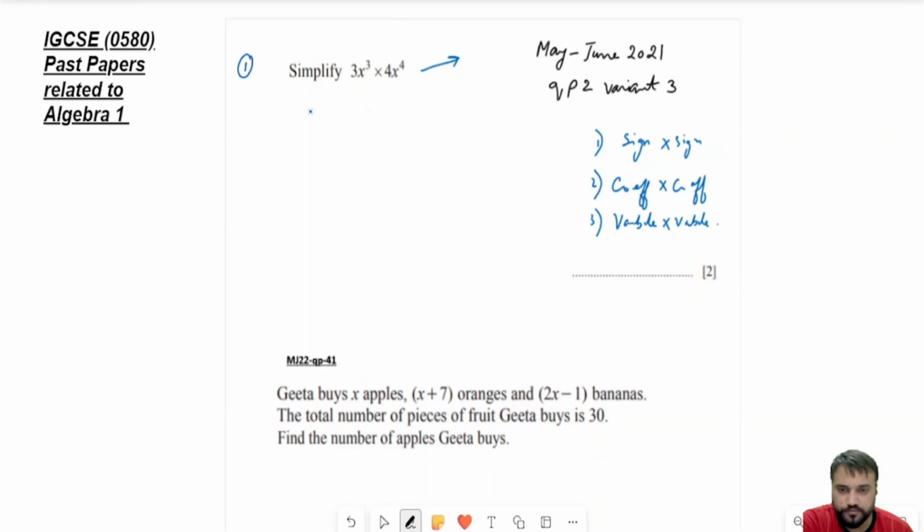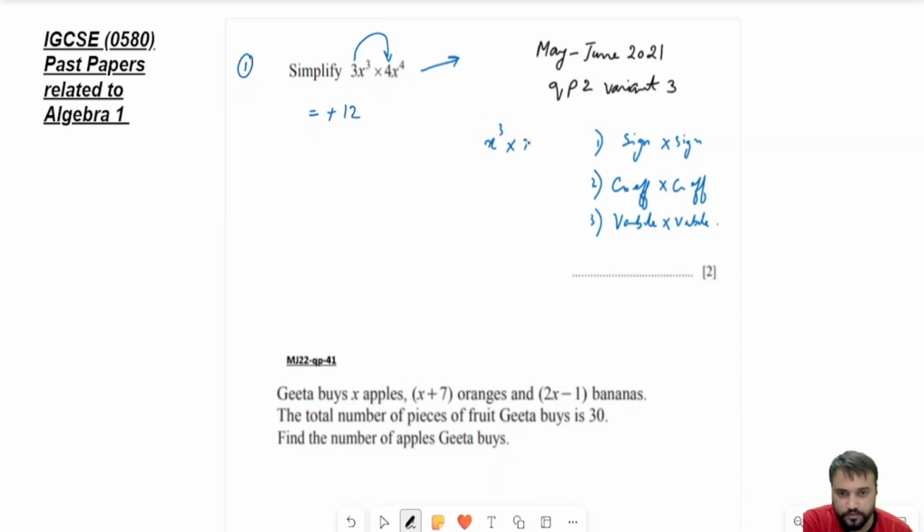Now first of all, 3x cube has the sign positive. If there is no sign, then it means it has positive sign, and also 4x raised to power 4 has positive sign. Then plus into plus is equal to plus. 3 into 4, we have to multiply 3 by 4, it is 12, and x cube into x raised to power 4. I'm going to apply the index rule.